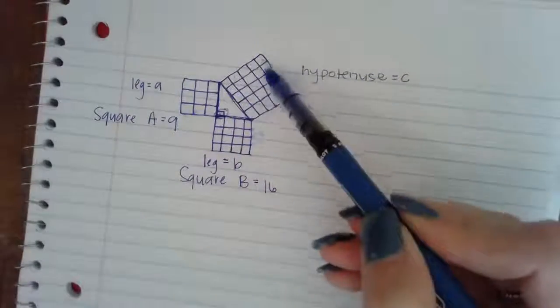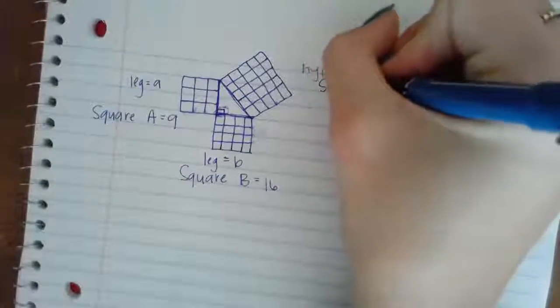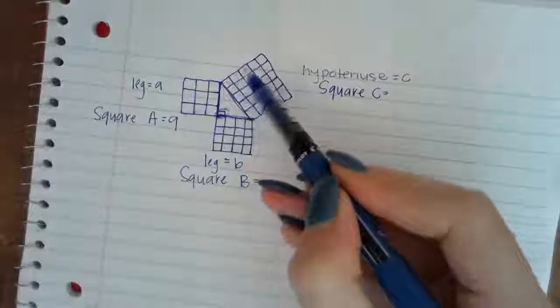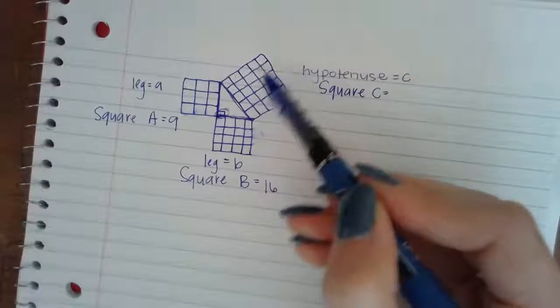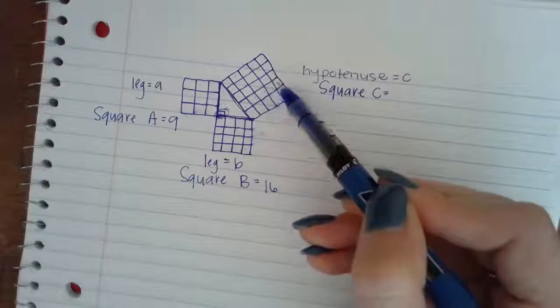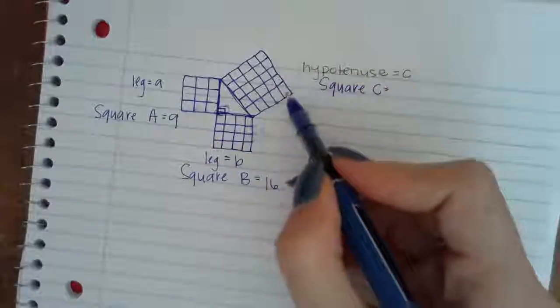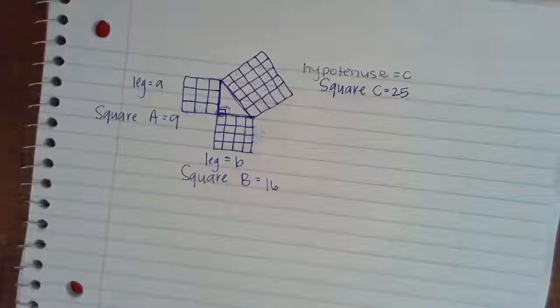And if we take a look here, our square C has 1, 2, 3, 4, 5, 6, 7, 8, 9, 10, 11, 12, 13, 14, 15, 16, 17, 18, 19, 20, 21, 22, 23, 24. Oops, that should have been 25. Missed one. So it should have 25 blocks.